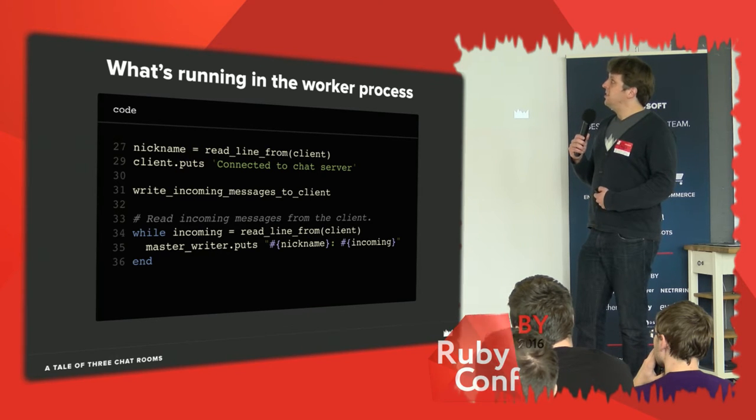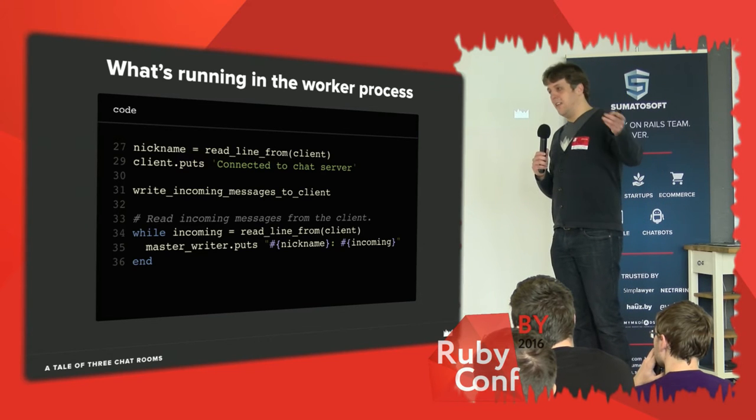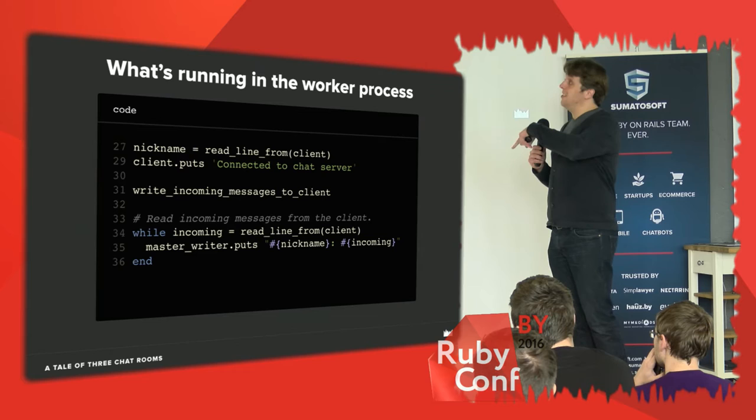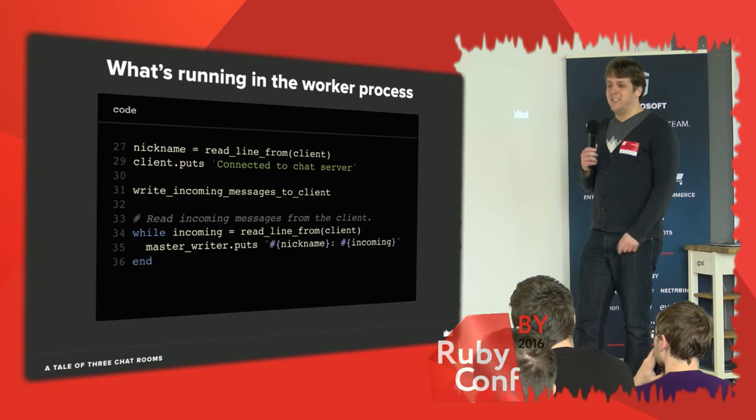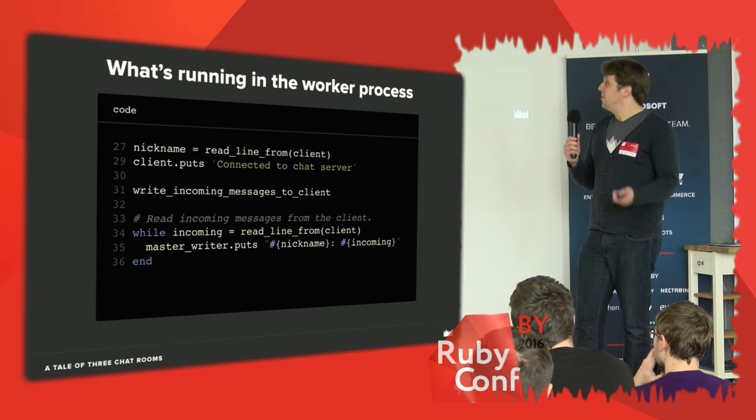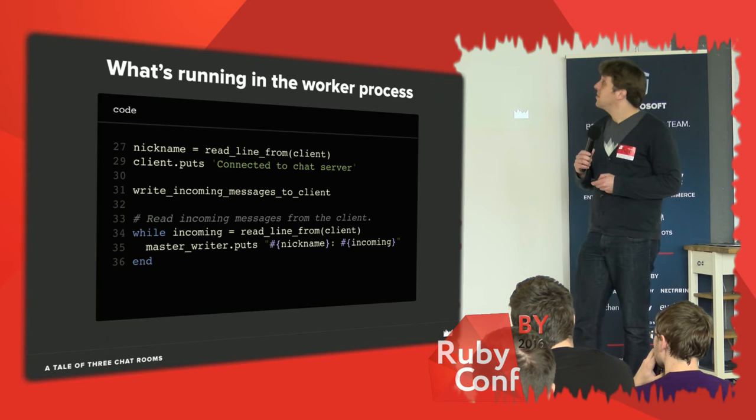Then we run a little loop that writes messages to the client. So you can find the code for this in the examples if you want to see that. And then we have a similar loop as in the client. So it just loops endlessly, and it just tries to read data from the client. And whenever it gets some data, it gets written back to the master writer. So it ends up in the master process, and then the master process writes it to all the other child processes, which write it back to the clients. So this is actually an extremely inefficient chat system, but it does work, so that's a good thing about it.